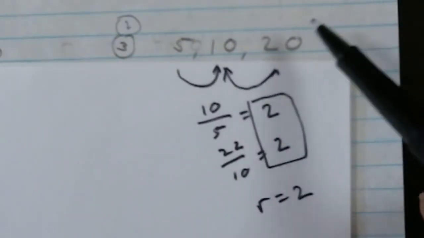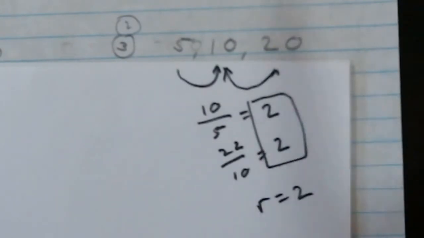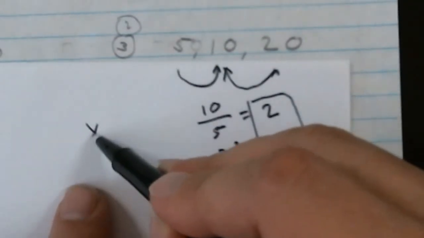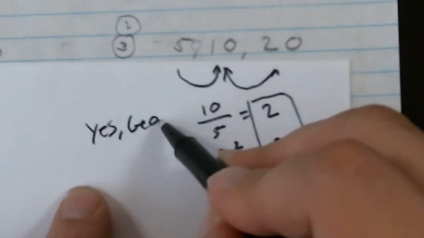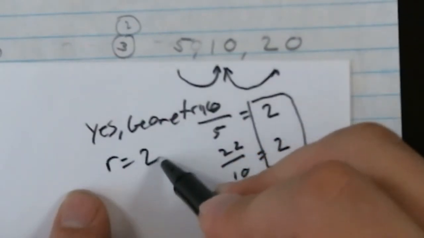So now, is it geometric? Yes, because it goes up by 2, or it's multiplied by 2. So you're going to go yes, geometric. And you're going to say my R is 2.